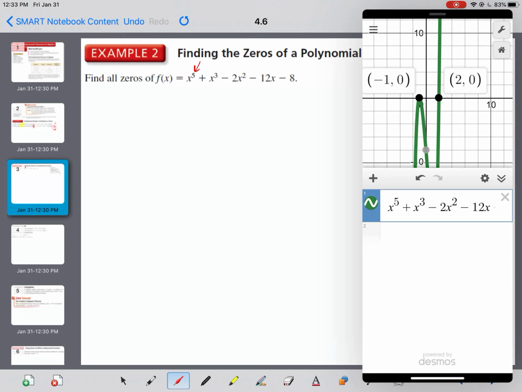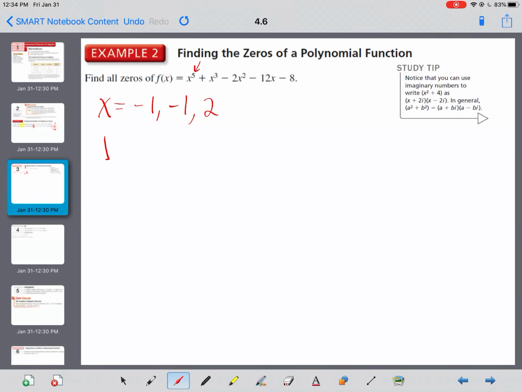Notice we get only 2 spots, but remember that -1 is being used twice because it's on that curve, that relative maximum there. And then 2 is being used. We expect 5, we only see 3. That means 2 of these are going to be imaginary, which means they are radicals. So we're going to have to do some dividing to get down to the quadratic that we can use to solve. So let's get started.